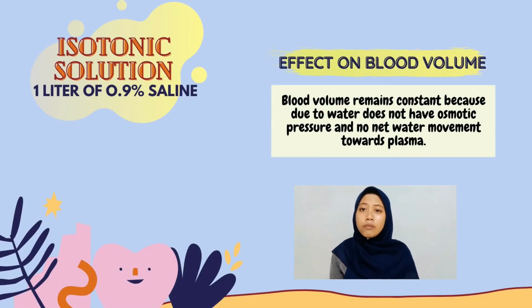What is the effect on blood volume? Blood volume remains constant because there is no osmotic pressure difference and no water movement into the plasma. The concentration of ions in plasma is not changed, and this is why the blood volume is constant.